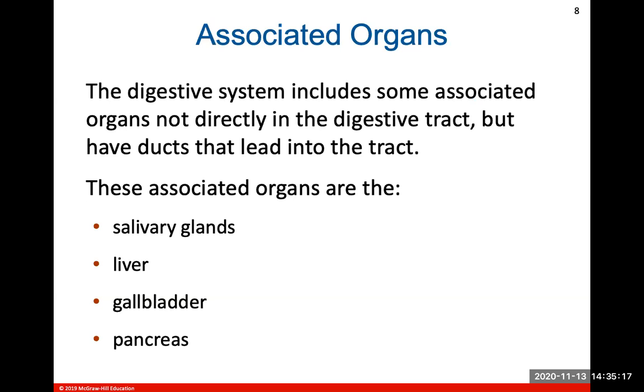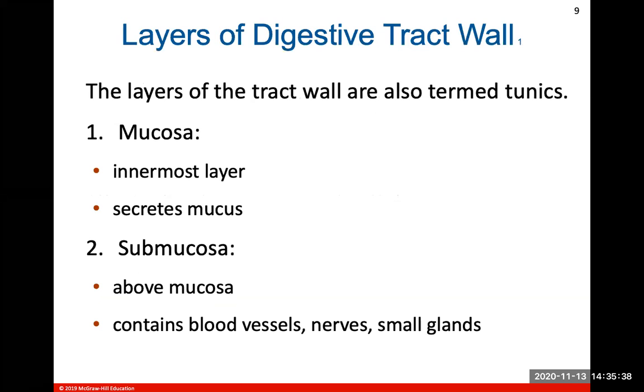The digestive system includes some associated organs not directly part of the digestive tract, but they have ducts that lead into the tract. These associated organs are your salivary glands that produce saliva into the mouth, your liver, your gallbladder, and your pancreas. And they all produce some sort of enzyme that helps to digest or break down larger pieces of food or molecules.